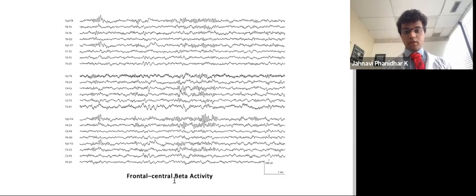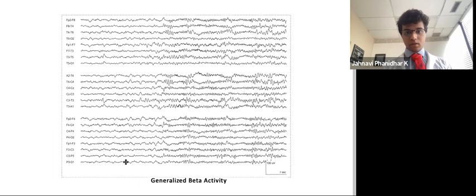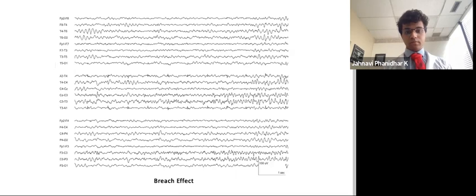We can see the frontal central beta activity in this, which is high frequency, greater than 13 hertz, and low amplitude when compared to the alpha waves. We can see the waves here, predominantly around the central region. This is the generalized beta activity, and the most common reasons for generalized beta activity are barbiturates and benzodiazepines. It can also be seen with certain conditions like hypothyroidism and even hyperthyroidism.